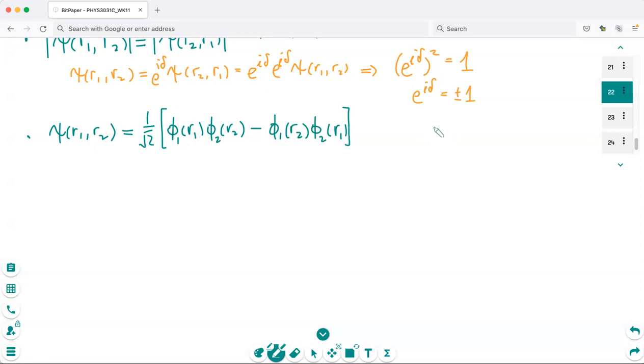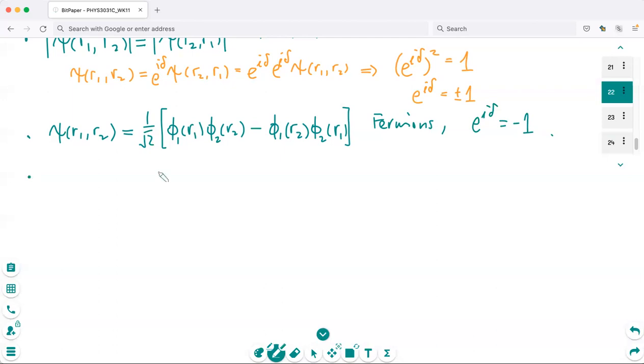And how do you do the boson? So this is for fermion. For boson, you just change this minus to plus. Then once you swap R1 and R2, you just come back to yourself. So that is the other solution. So for the fermion, we want this phase factor to be -1. And then for boson is the other case. All right, so this is not bad, right? We are slowly building things.